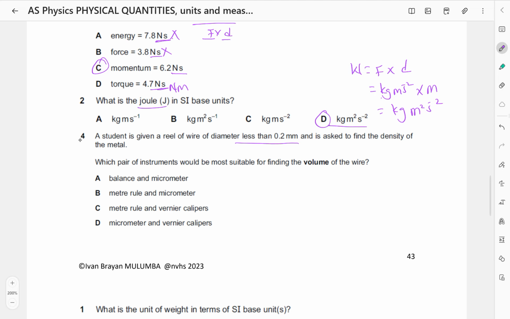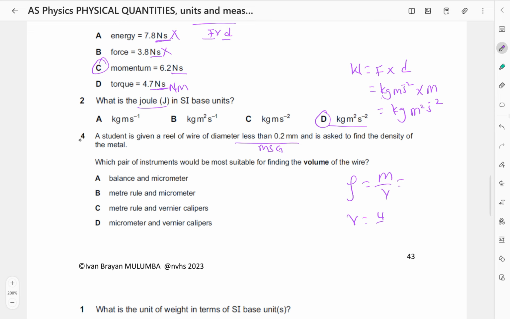A student is given a reel of wire of diameter less than 0.2 millimeters. So if the diameter is less than 0.2 millimeters, the instrument we can use here is a micrometer screw gauge for the diameter, and the student is asked to find the density of the metal. Remember, to find the density we need the mass over volume.